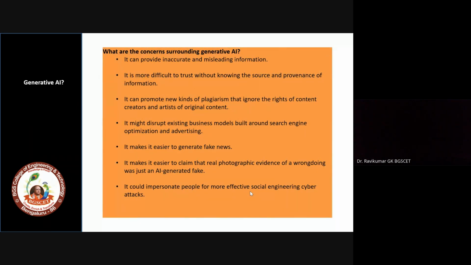So what are the concerns surrounding generative AI? Definitely one must have some concerns. It can provide inaccurate and misleading information. For example, if you don't know what to ask, when to ask, how to ask, and what information you're looking for, then definitely you get inaccurate or misleading information. It is also more difficult to trust without knowing the source or provenance of the information.